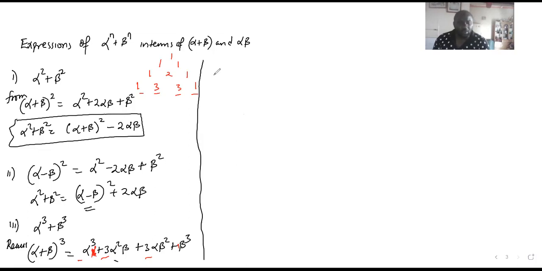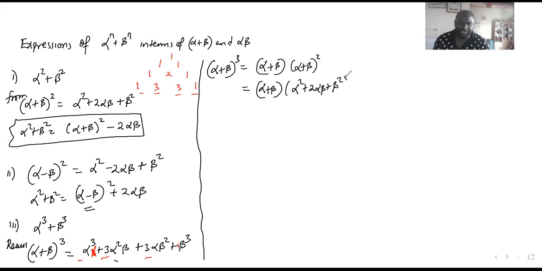Or one can expand like a layman traditionally, or I should expand using that one. Alpha plus beta cubed. Let me expand it for you as analog students. It is alpha plus beta times alpha plus beta squared. We have already seen alpha plus beta squared, so we shall have alpha plus beta is the same as alpha squared plus 2 alpha beta plus beta squared.